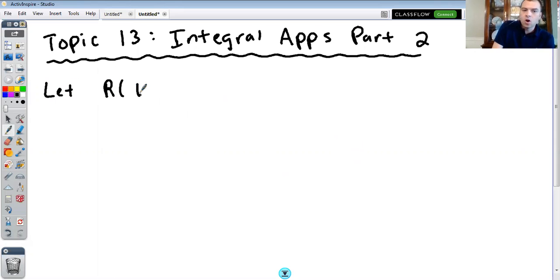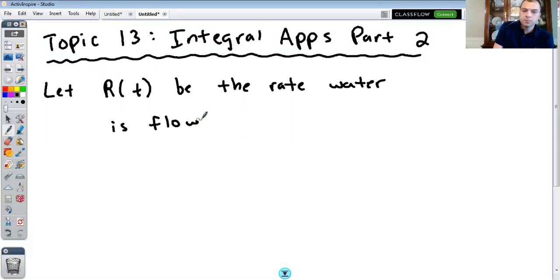Let R of t be the rate that water is flowing into a tank. So R of t represents this rate of change that water is flowing into some tank. And I picked water flowing into a tank, but this could be anything, right? This could be the rate that snow is falling on the ground. This could be the rate that gravel was brought to a processing plant, or whatever it is, right?